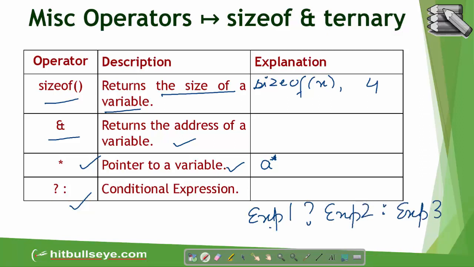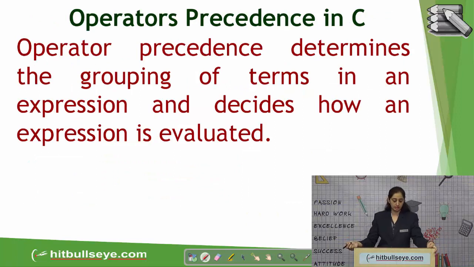See, if this expression becomes true, it will return expression 2, or else it will return expression 3 if the condition becomes false. This we have discussed in detail in our conditional statements sessions. Now, the operator priorities in C.